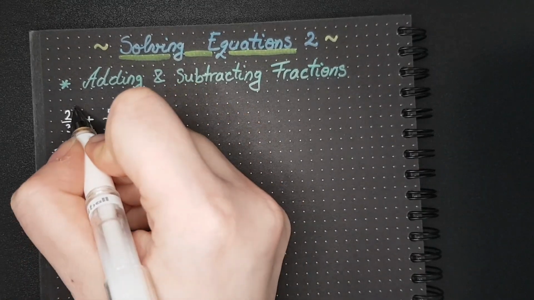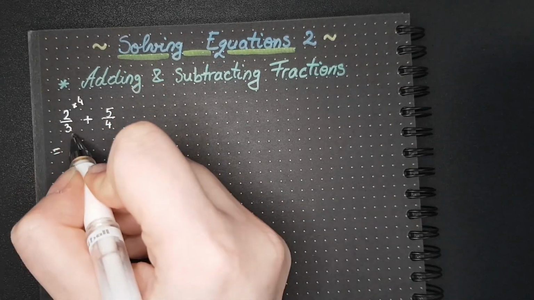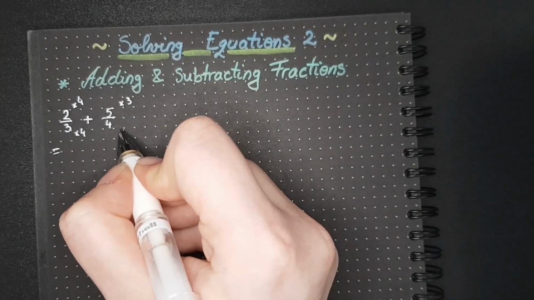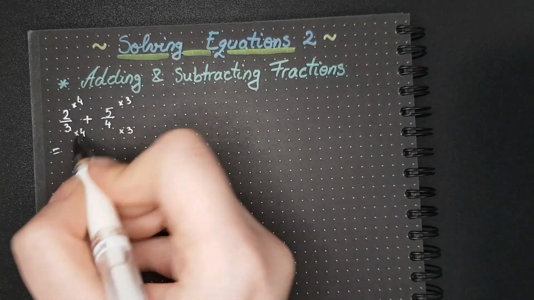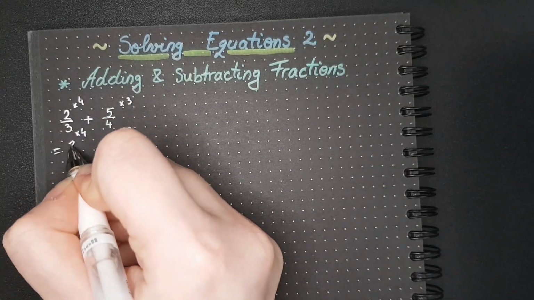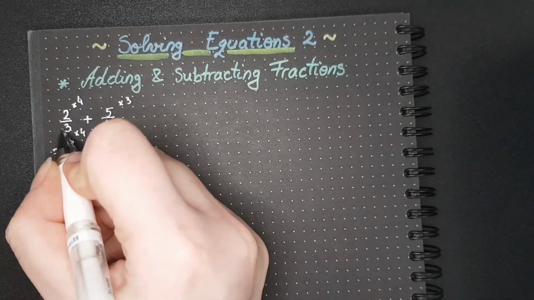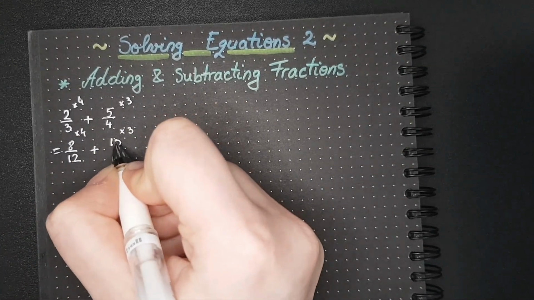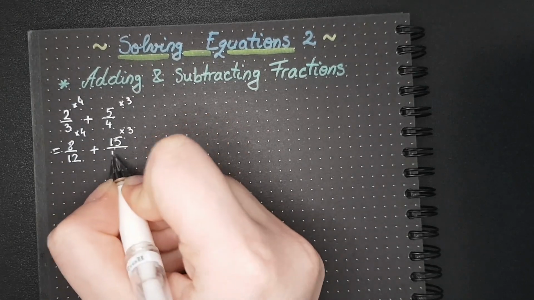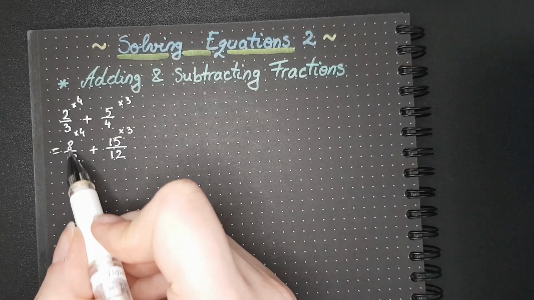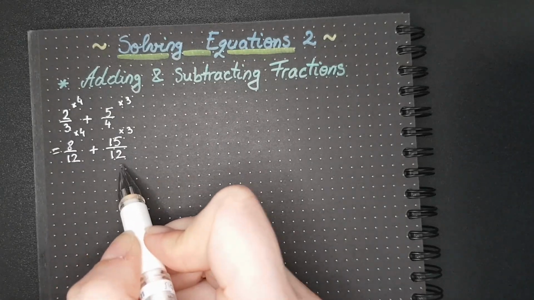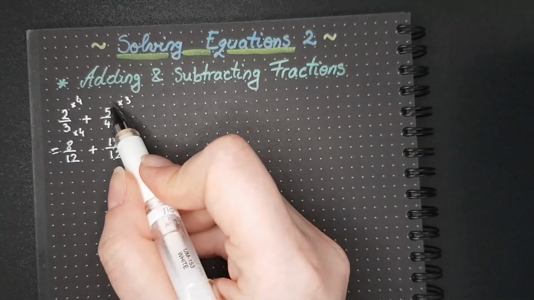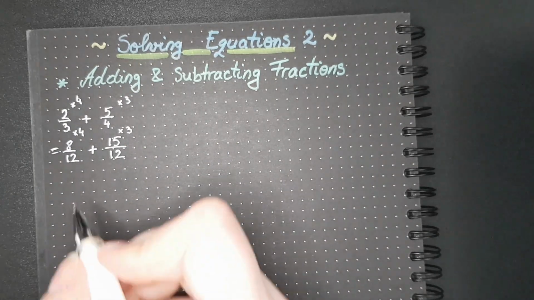So what I need to do is multiply the first fraction by 4, both on the top and on the bottom. And I need to multiply the second fraction by 3, both on the top and on the bottom. 2 times 4 gives me 8. 3 times 4 gives me 12. Plus 5 times 3, that's 15. 4 times 3, that's 12. So I've got 8 over 12 plus 15 over 12. This one is an equivalent fraction of 2 over 3. 15 over 12 is an equivalent fraction of 5 over 4.